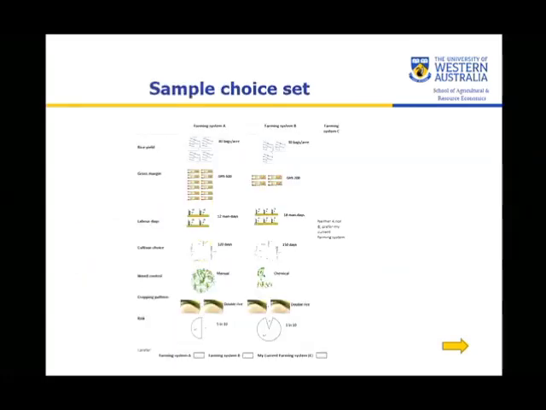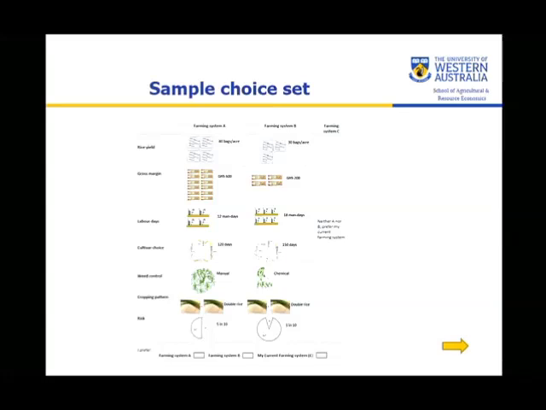These are sample choice sets. So we have farming system A, farming system B, and of course farming system C, which is neither A nor B. So you just want to stay with what you have. And of course, there are various combinations of rice yield, gross margin, labor, cultivar choice, weed control, cropping pattern, and risk.